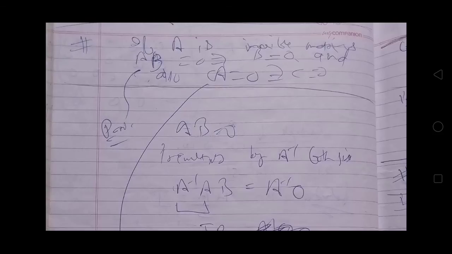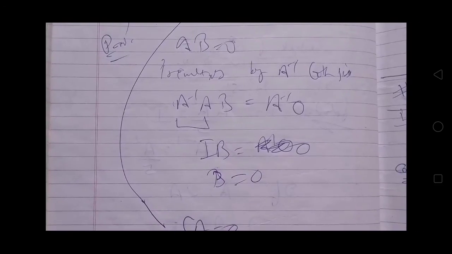Okay, now the proof says AB is equal to the null matrix. So now, pre-multiplying by A inverse on both sides, you will get A inverse into A into B is equal to A inverse into the null matrix. This will become identity into B matrix is equal to the null matrix. This will further imply that B is equal to the null matrix. So it has been proved.